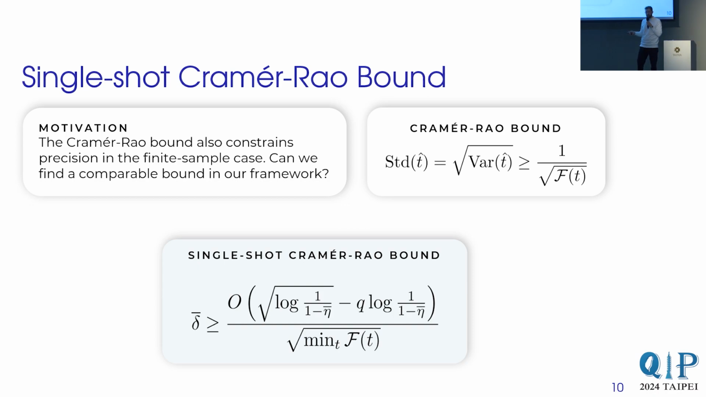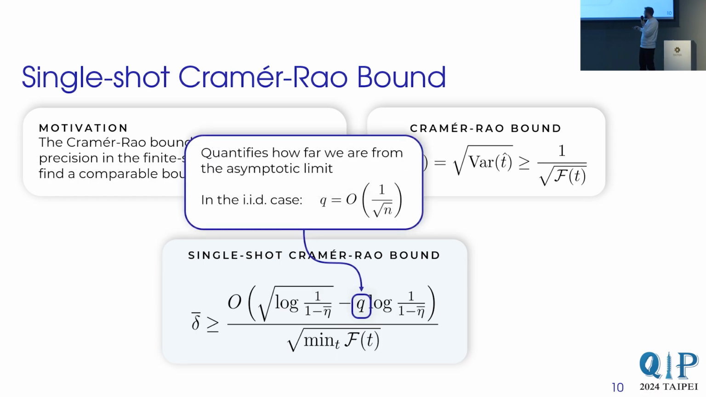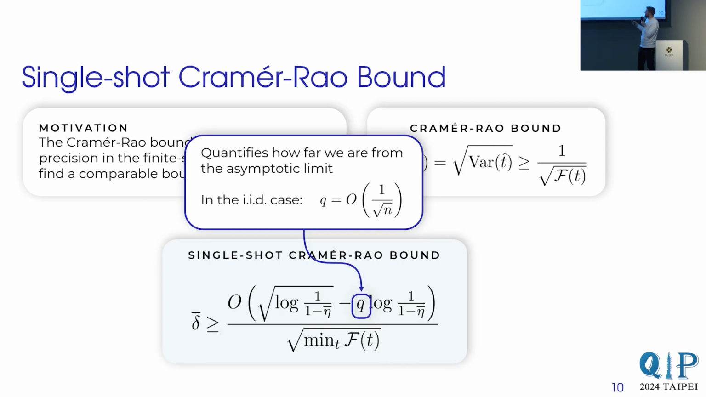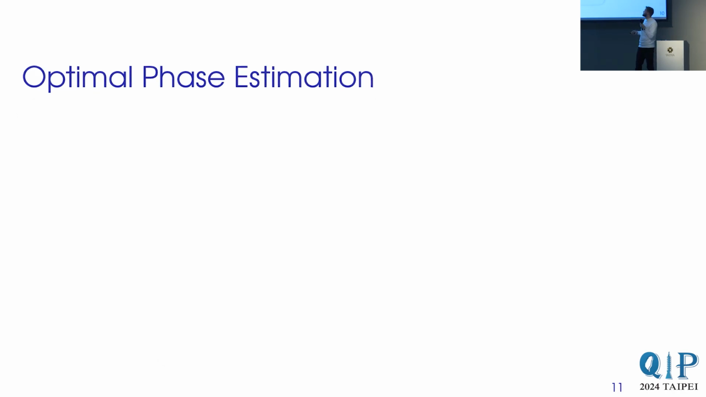And the log of the inverse failure probability is something you should be familiar with, because this is the generic scaling that you always need if you do statistics. So this is also expected. And then we have this innocent looking factor Q here. This quantifies how close we are in a certain sense to the asymptotic limit. I cannot show you the formula here because that would take a long time. But in the IID case, where we just get n copies, it would scale as order 1 over square root of n. Okay, so we have something that resembles the Cramér-Rao bound, which is nice.